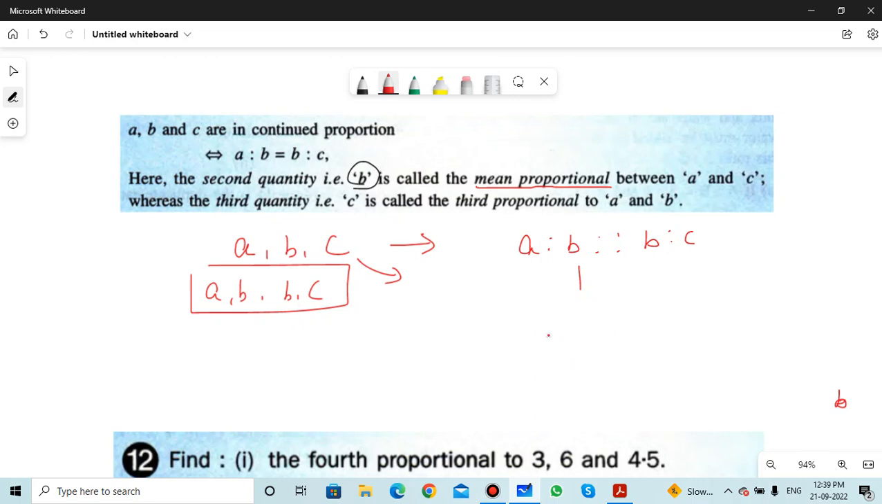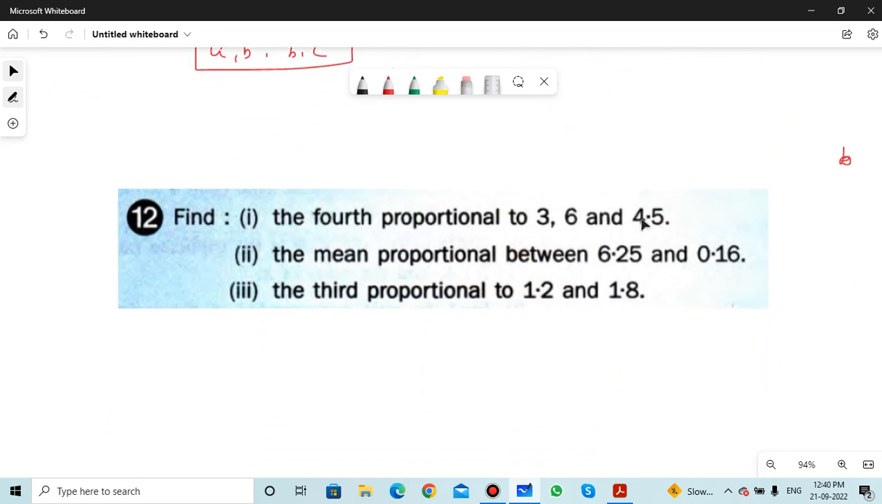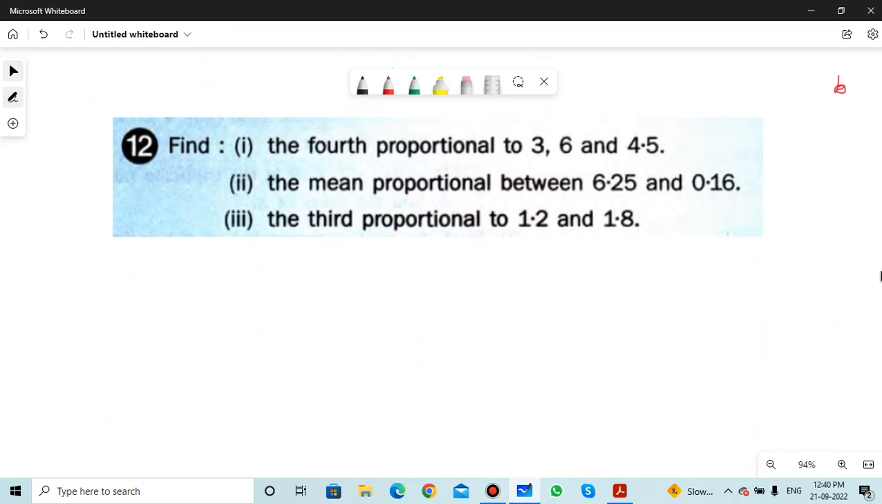As simple as that. Now coming to the questions that we have, let's solve it here. They're asking to find the fourth proportion. So what is the fourth proportion? Here we have 3, 6, 4.5. We do not know the fourth one, so take it as x. This is what they're asking. I'm doing the first question for you. In that case, it will be 3 upon 6 is equal to 4.5 upon x.